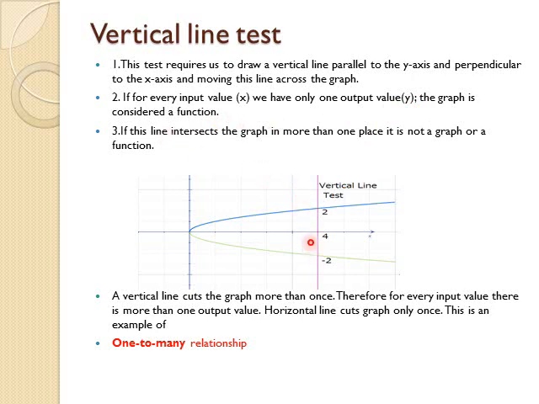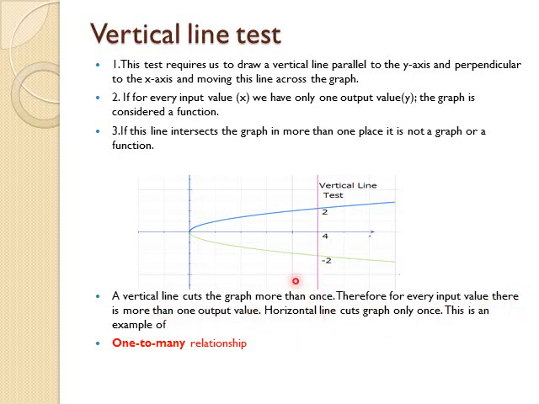However, if we look at this one here, this line intersects the graph in more than one place. It is not a function. So we have one value of x, but two different y values. So this is not a function, but is referred to as a relationship. So when I draw this vertical line, if it only touches one place of the graph, it's a function. If it touches more than one place, it's not a function. So the vertical line cuts the graph more than once there. Therefore, for an input value, there is more than one output value.